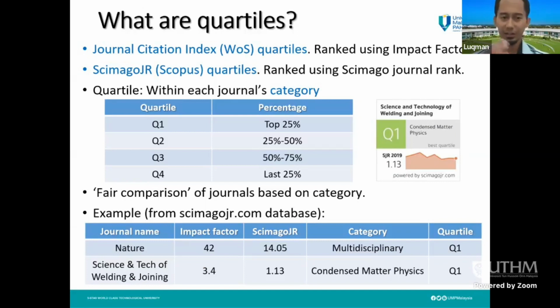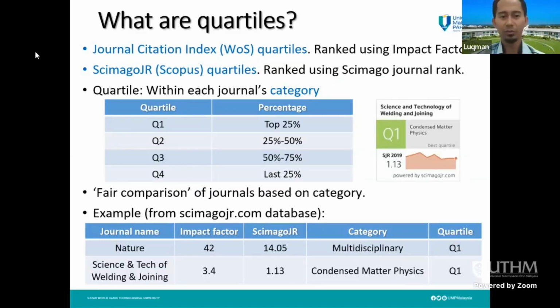Sometimes in Scopus, maybe that particular journal, the same journal, because it has two indexes, is Q1 but in WoS it is Q2. So you need to be careful on that. Now, if you just type the journal name and then impact factor and quartile at the back, usually it comes out.